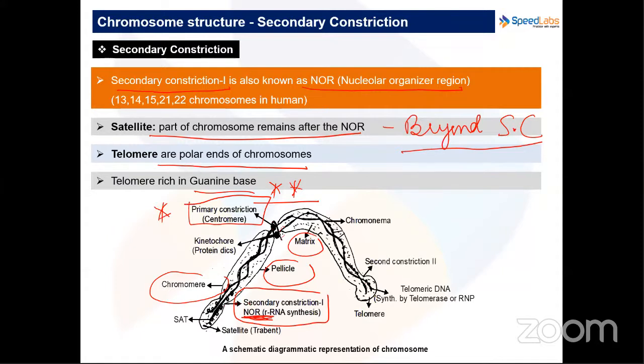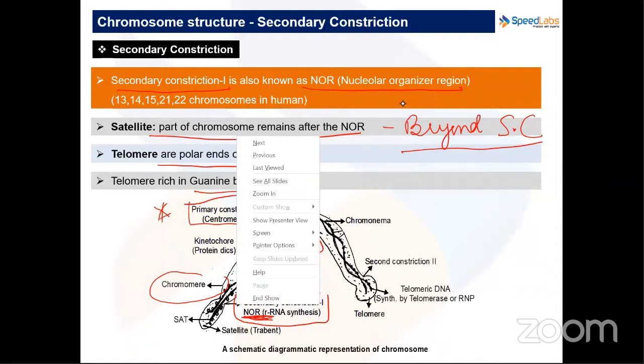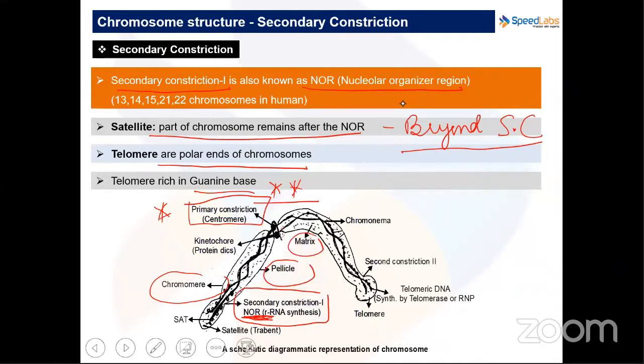And what is a satellite? The part beyond the secondary constriction is the satellite. I will tell you the importance of the satellite. The end is called the telomere. Sometimes you have another secondary constriction too, near the telomere.